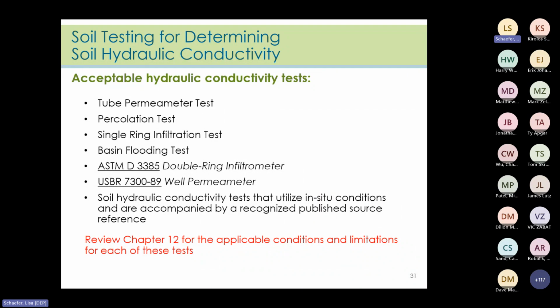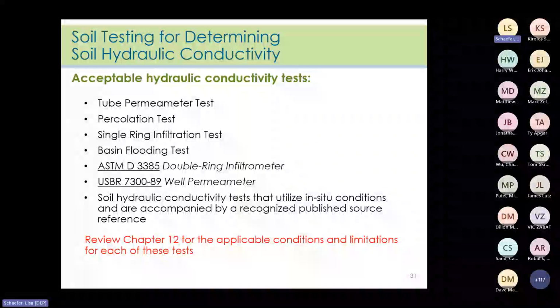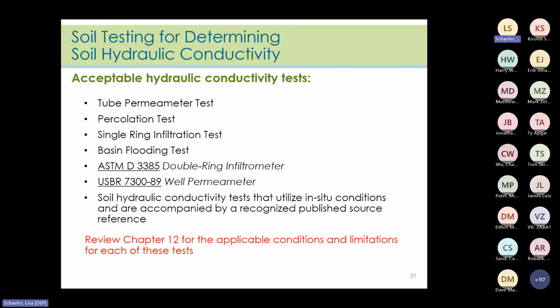Additional methods of establishing the soil hydraulic conductivity, such as ASTM D3385, the double ring infiltrometer, and USBR 7300-89, the well permeameter method, or other soil hydraulic conductivity tests that utilize in situ conditions and are accompanied by a recognized public source reference can be used, such as the Guelph permeameter or the Philip-Dunne permeameter, which are available in the Soil Science Society of America Book Series 5, Methods of Soil Analysis, Part 1, Physical and Mineralogical Methods by Klute, which dates back to 1986.